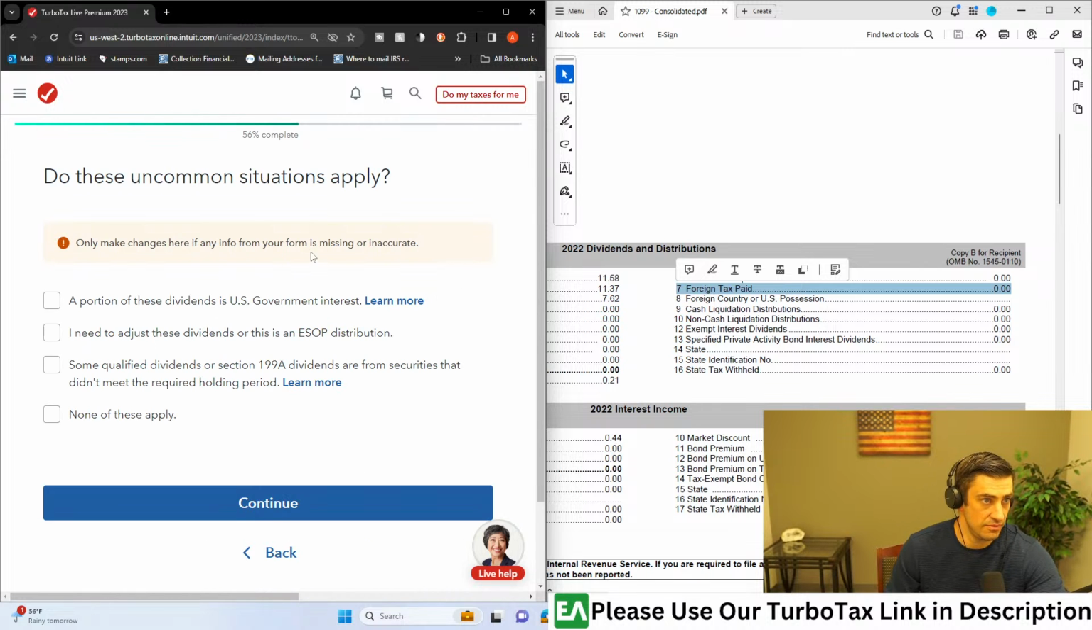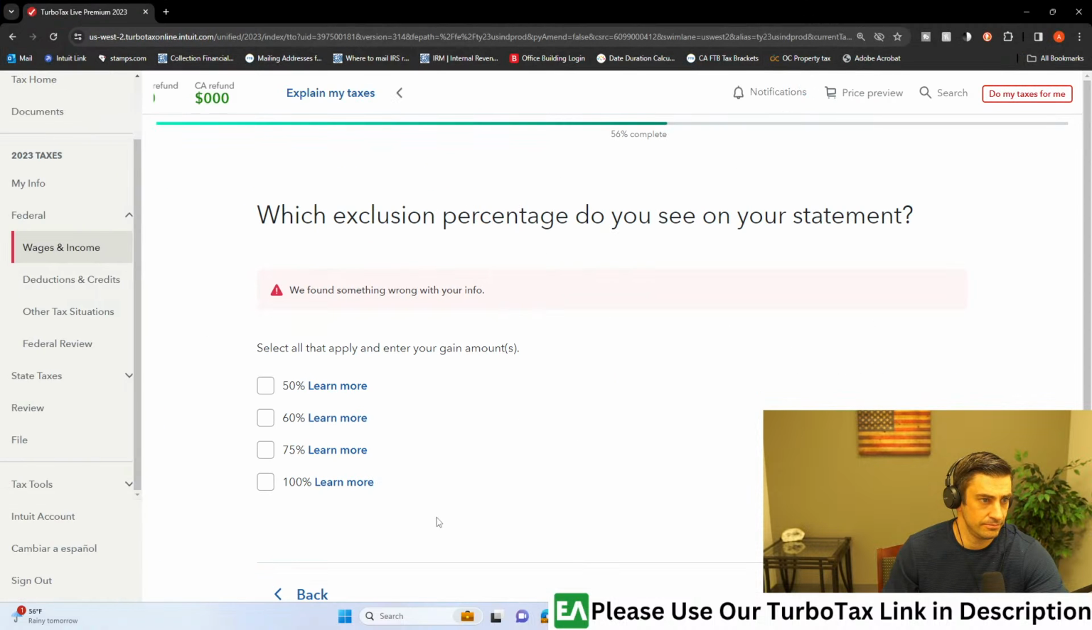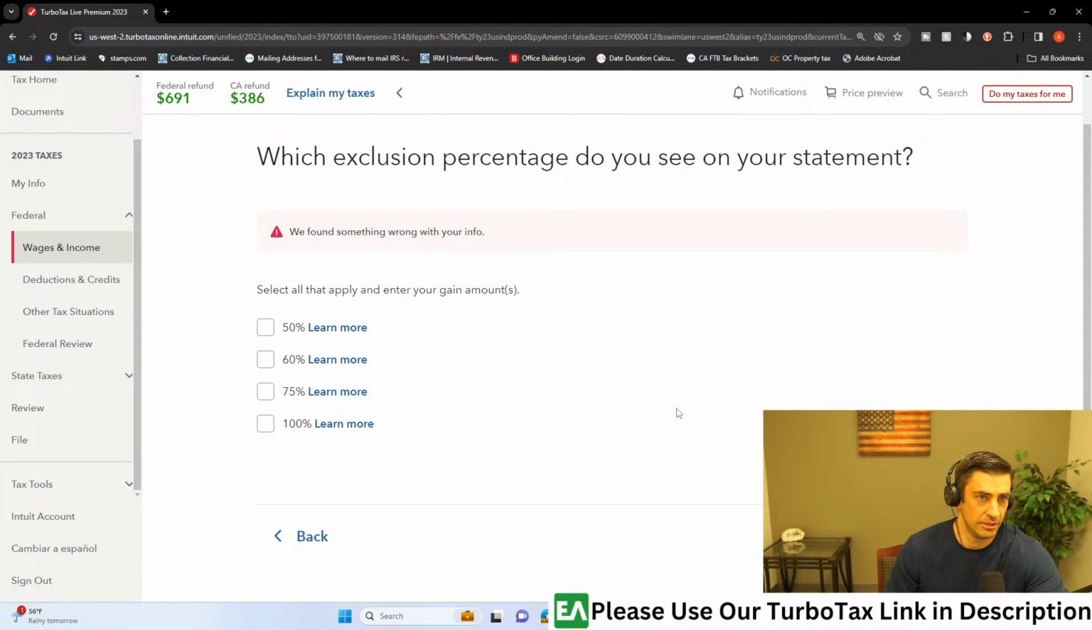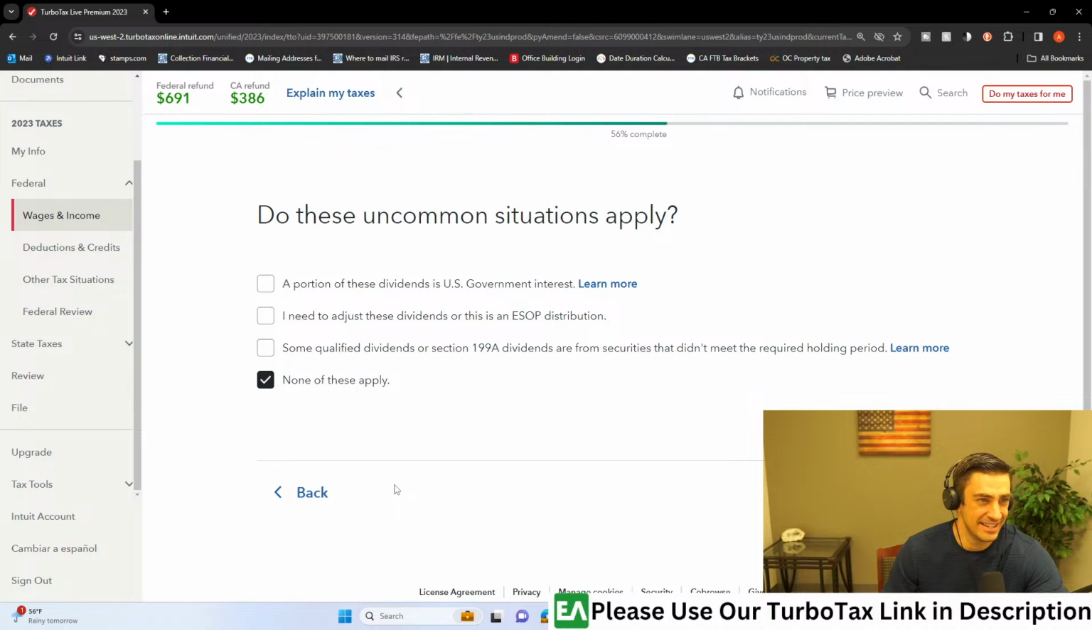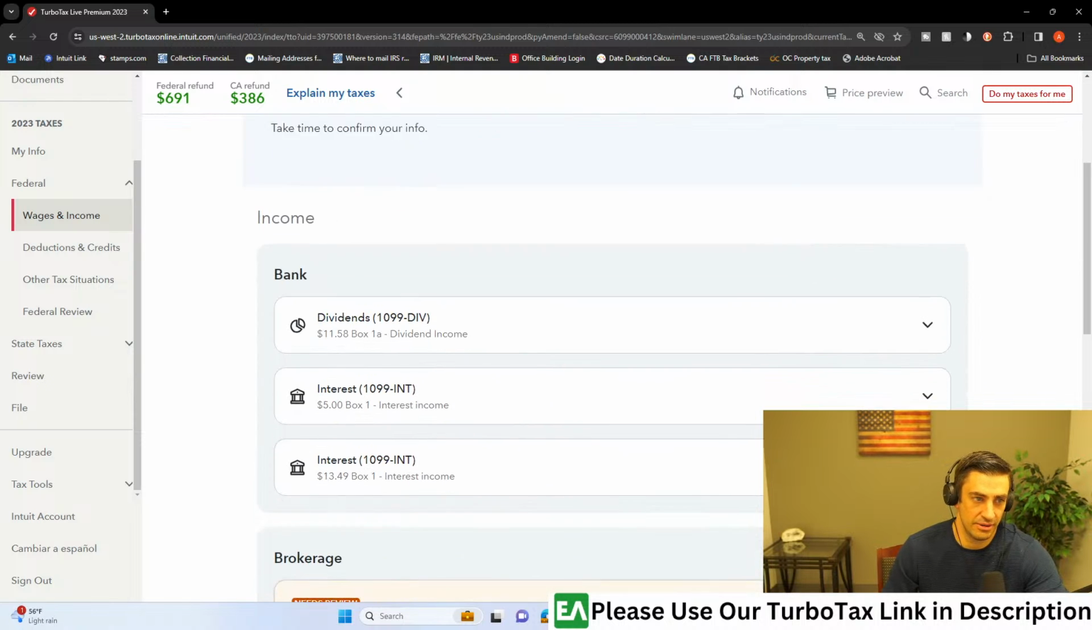Okay, Josie Martinez, if you have questions on this, let me know. And these uncommon situations apply? We'll say no. None of these do apply. Continue. Which exclusion percent do you see on your statement? Select all that apply. There was none on my thing. Go back. Why is it saying that? Our securities that did meet the holding requirements. We'll just say continue. Come on. There we go. Okay, deal.